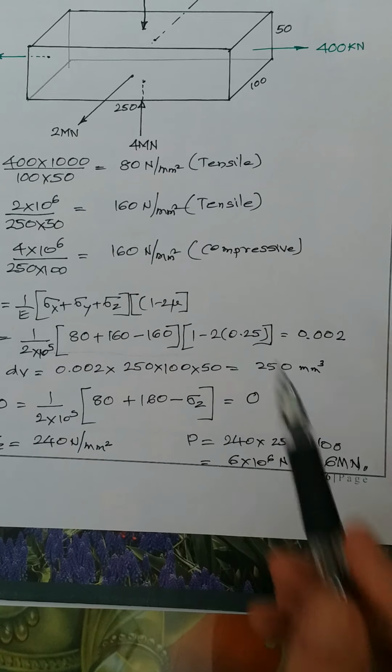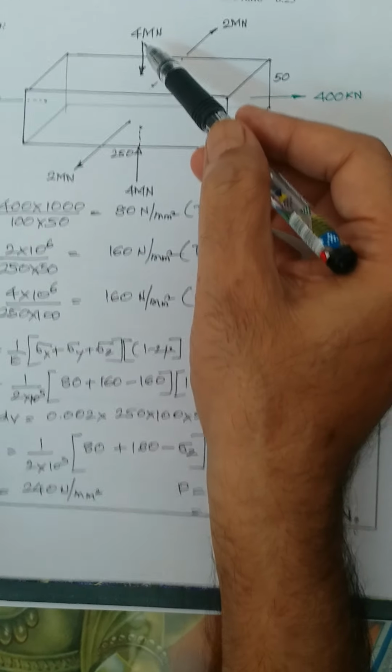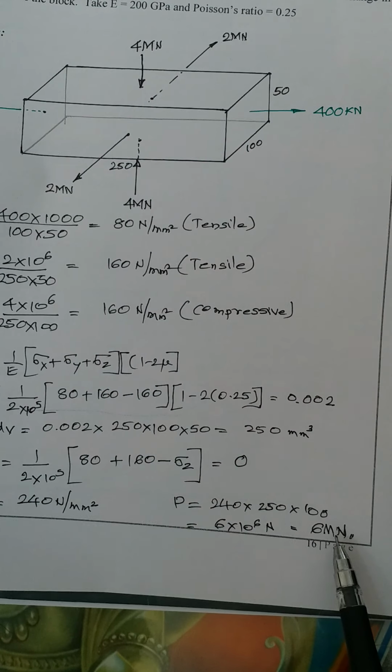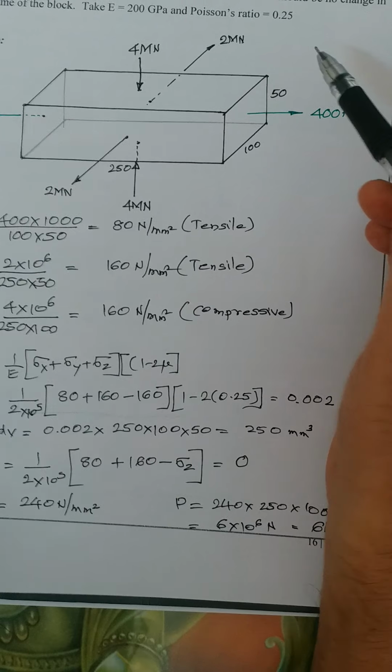So you should change this 4 meganewton load to 6 meganewton load such that there is no change in the volume.